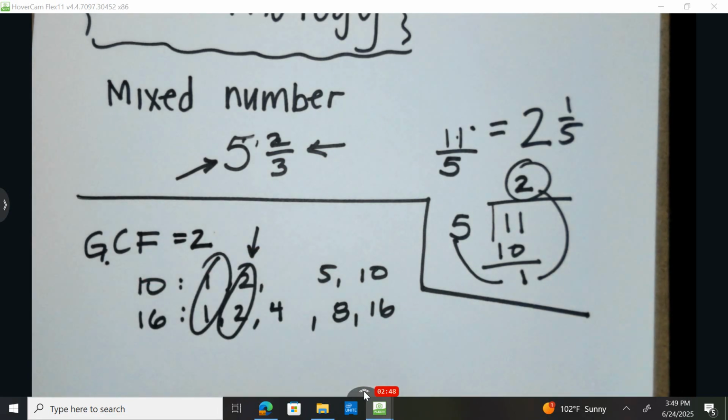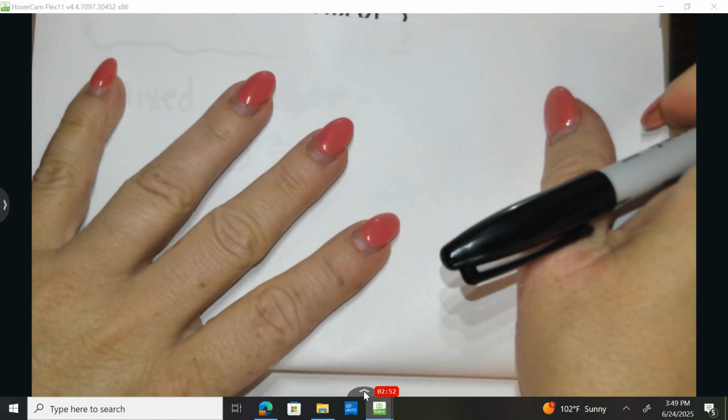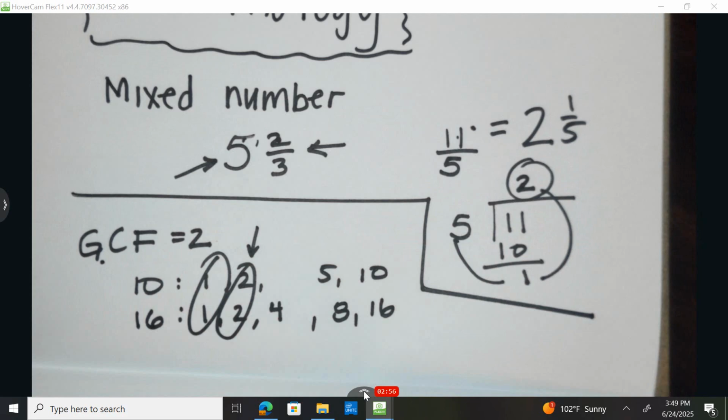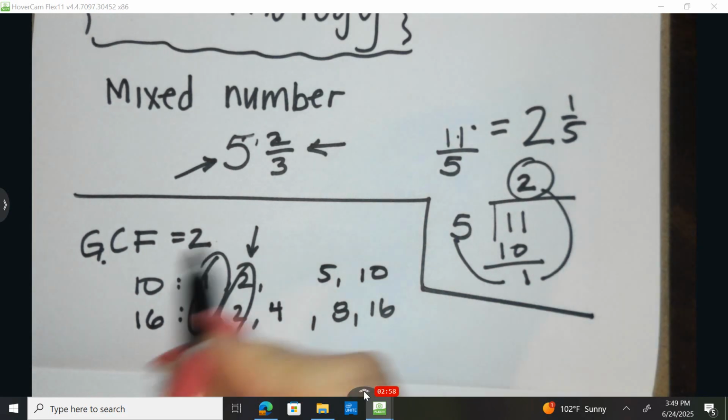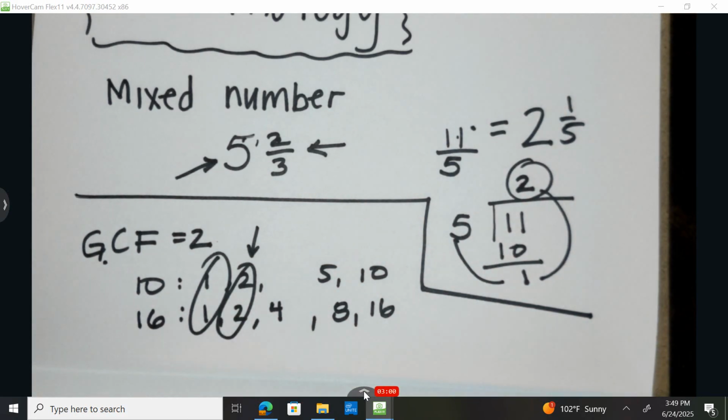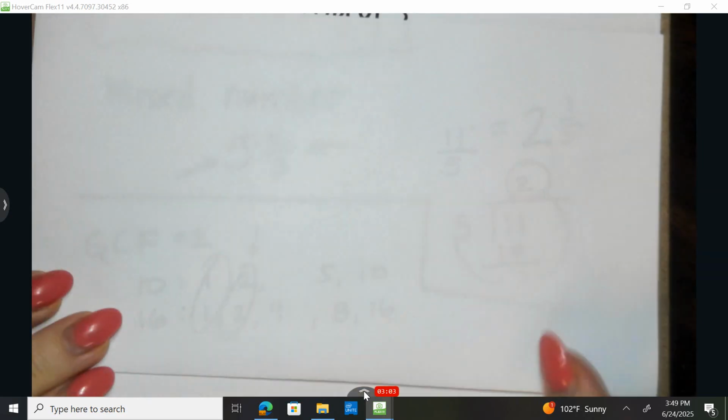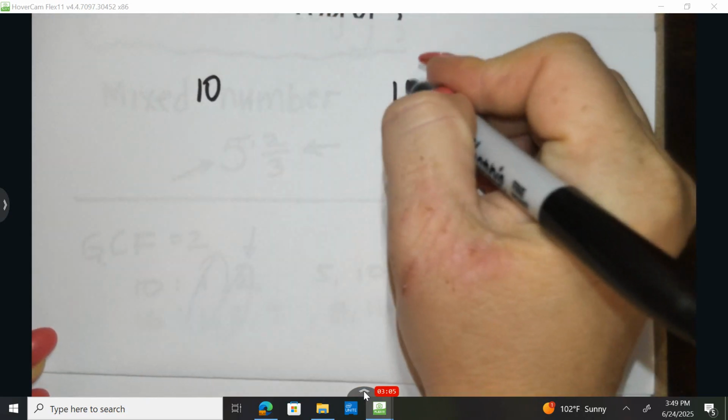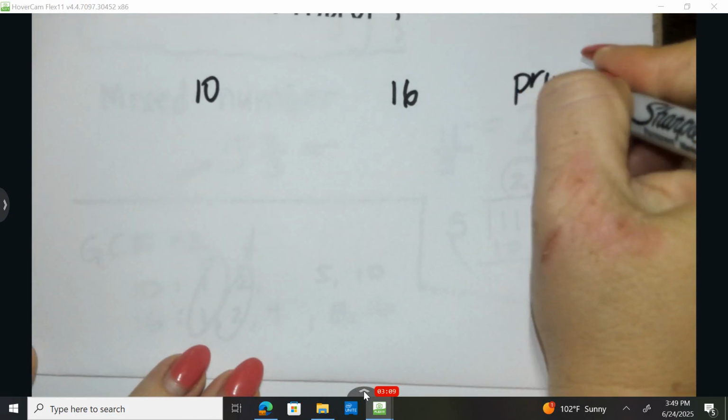I also showed how you could achieve the GCF using what's called the prime factorization trees. And although a lot of students are more comfortable with this because they've probably been exposed to this throughout elementary school, as you get into high school, it's important that you understand prime numbers. Prime numbers is another one of those terms.